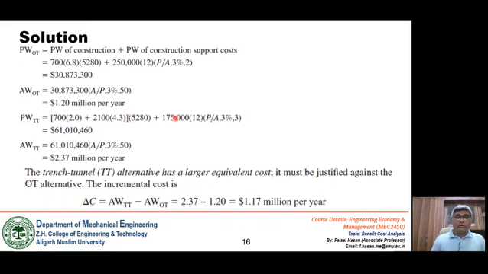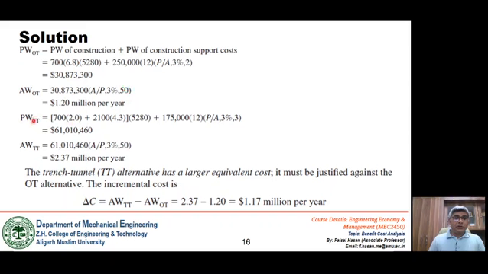So we have to convert these annuities into present worth. So A is given, we have to find out P. Interest rate is 3% and the project duration is 36 months, or we can say it is 3 years. So if we compute this, the present worth of the tunnel trench comes out to be $61,10,460.